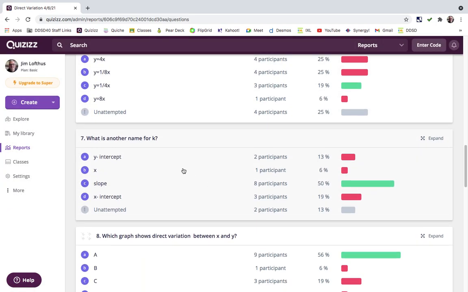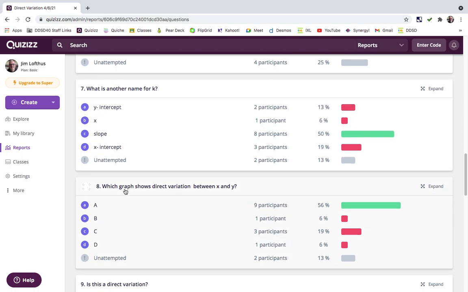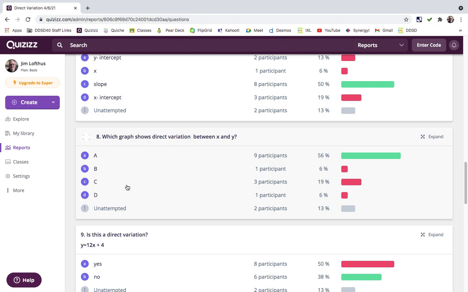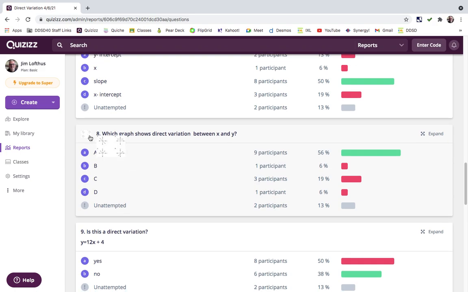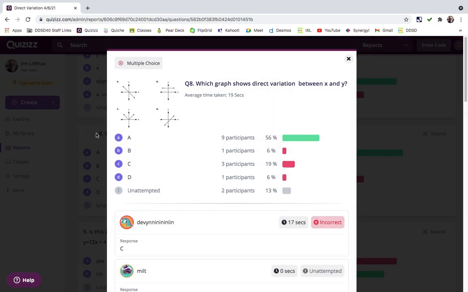What is the name for k? And that is the slope. About half of us got that. Which graph shows direct variation between x and y? And again, the lower half saw that it was A. It has to go through 0, 0 to show direct variation.